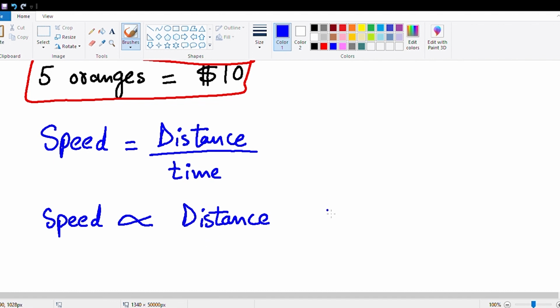So this is true when time is constant. That means that if the time stays the same, then the more speed an object has, the more distance it can cover. That's what this proportionality is telling us. And when we bring it into an equation, time is the constant that we need to bring in. Remember, guys, for every proportionality we have to use a constant. We need a constant to turn it into an equation.